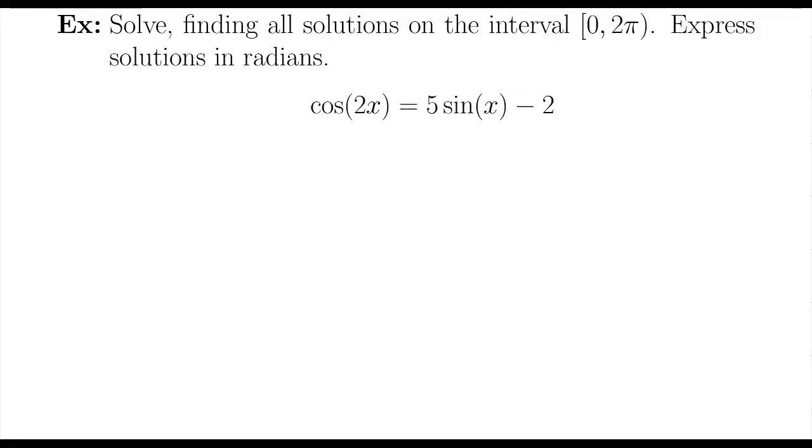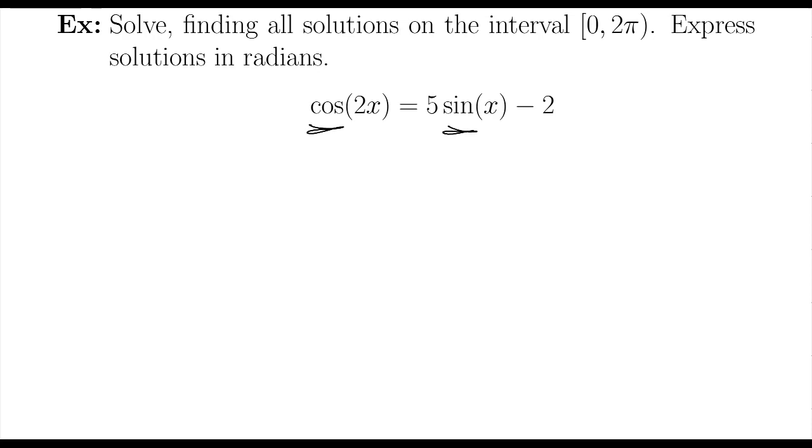Let's find all the solutions to the equation cosine of 2x equals 5 sine of x minus 2. My general strategy is to try to get all of the angle measures, the interior of each trig function, to be as simple as possible. If I can get them all to be x, that's ideal. And if I have the option, I would like all my trig functions to be the same. I would prefer to have sine on this side and sine on this side, instead of cosine and sine.